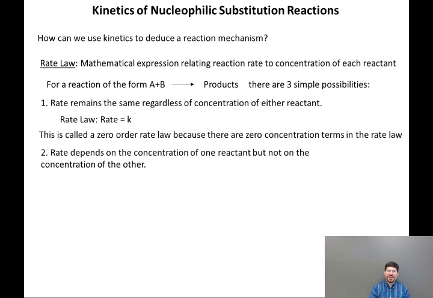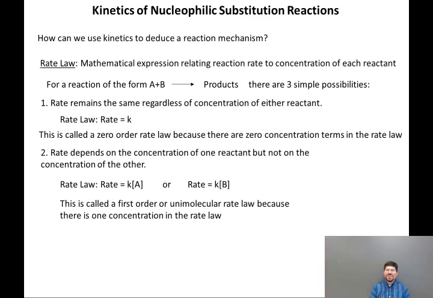The second possibility is that the rate depends on the concentration of one reactant, but not on the concentration of the other. So the rate law then would be rate equals k, the rate constant, times the concentration of A, or the rate equals k, the rate constant, times the concentration of B. This is called a first order or unimolecular rate law because there is one concentration in the rate law.